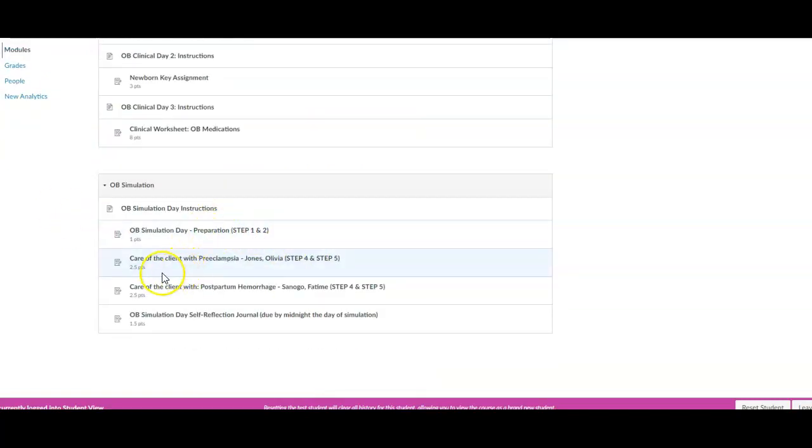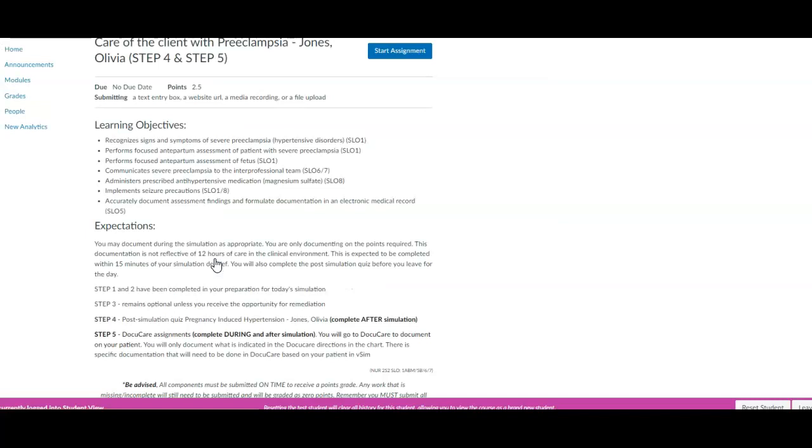Next, when you're done, because you'll be randomly assigned the morning of to your case, you will only complete one case, which you cared for. So here is your step 4, which is your post-quiz, and then your DocuCare. Your DocuCare you're going to complete within 15 minutes of completing your simulation. We really need you to start integrating that skill of providing care and documenting.